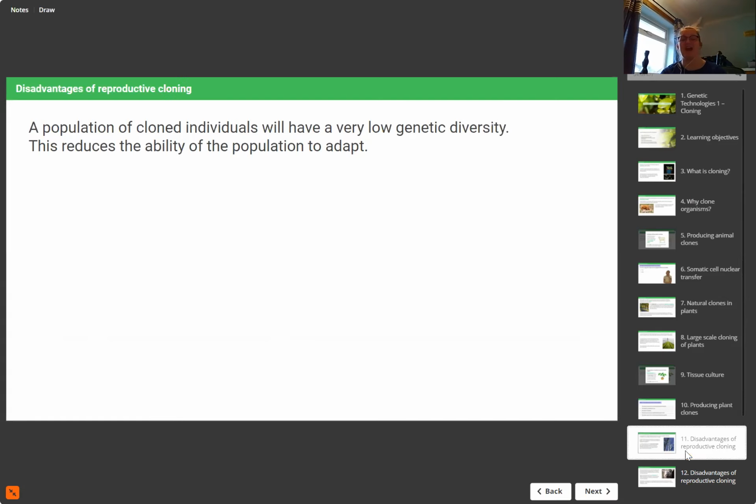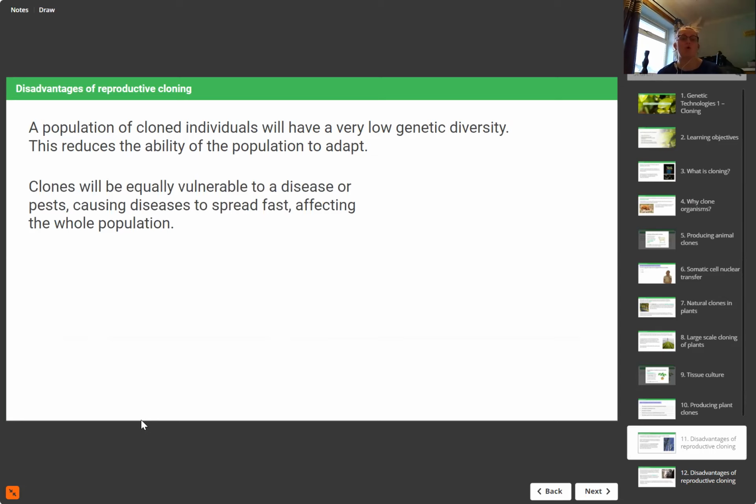So this sounds really great. We can make loads of money from this. It really helps us with crop growth, with animals, but there are actually disadvantages of reproductive cloning. A population of cloned individuals will have really, really low genetic diversity. This reduces the ability of that population to adapt to any changes in the environment. So clones will equally be vulnerable to a disease or pests. Those diseases spread a lot faster and they will affect the whole population.